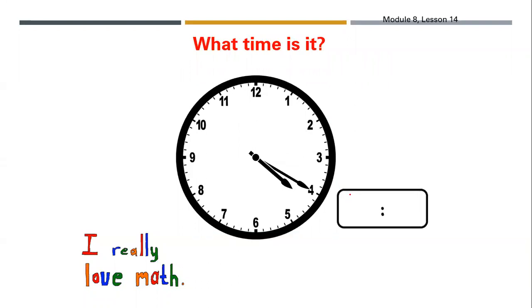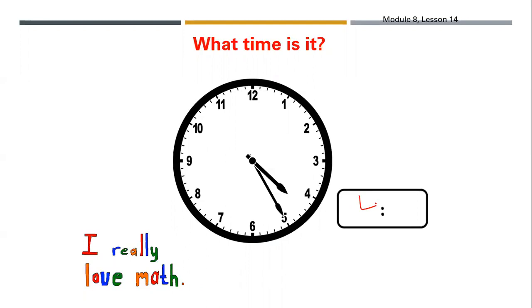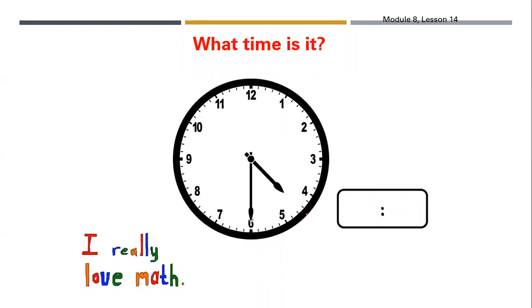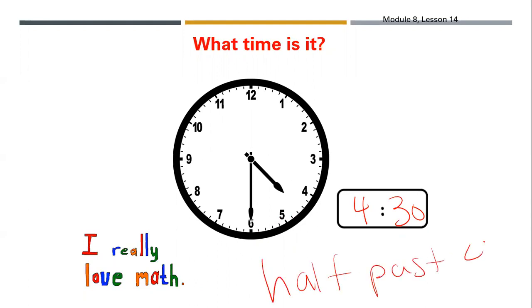What about this one? 4:20. What about this one? 4:25. And now you should know this one by now. It is 4:30. What's another way we could say 4:30? We could say half past 4, or we could say half an hour until 5, right? We could say either way.